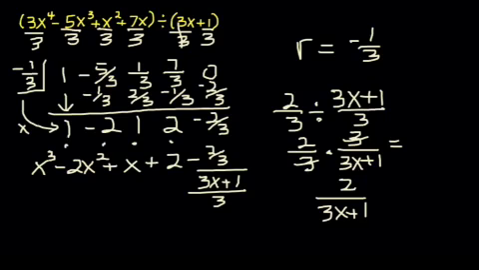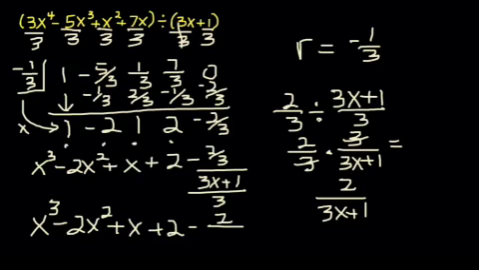So my final answer then for this problem I would write as x cubed minus 2x squared plus x plus 2 minus 2 over 3x plus 1. Just like that. So whenever we have a divisor that has a lead coefficient other than 1, we can adjust that lead coefficient to make it 1 by dividing by that coefficient, as long as we make sure we divide all of the terms in the problem by that coefficient, and then use the new r in our synthetic division problem.